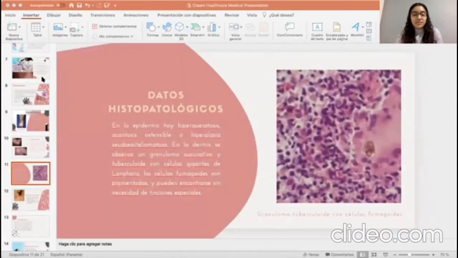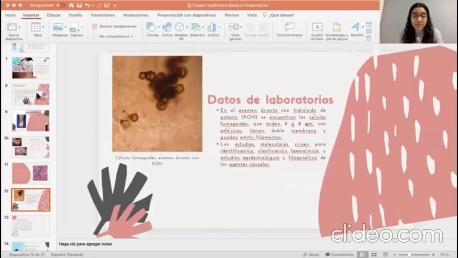Histopathological findings. There is hyperkeratosis, acanthosis, or pseudoepitheliomatous hyperplasia in the epidermis. A suppurative and tuberculoid granuloma with giant Langhans cells is observed in the dermis. The muriform cells are pigmented and can be found without the need for special staining. Laboratory studies. In the direct examination with potassium hydroxide, the muriform cells are found, which measure 4 to 8 micrometers, are spherical, have a double membrane, and can emit filaments.